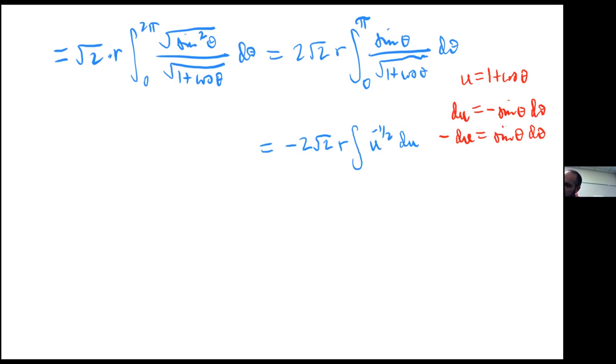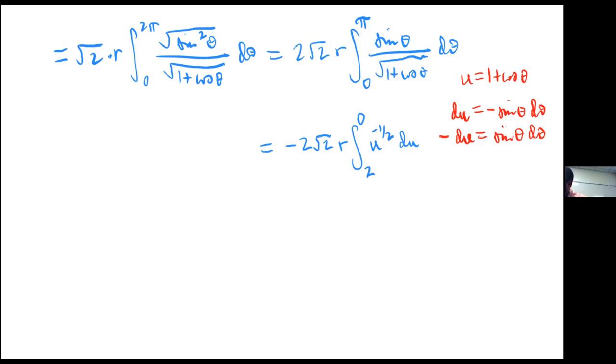And if you want, you can actually change the limits of integration. When theta is 0, what is u? 2. Okay? And when theta is pi, what is u? When theta is pi, cosine of pi is -1, correct? So what's u if theta is pi? 0. This makes it so I don't have to go back and resubstitute. Does that make sense? I've just changed this thing into an integral in u instead.